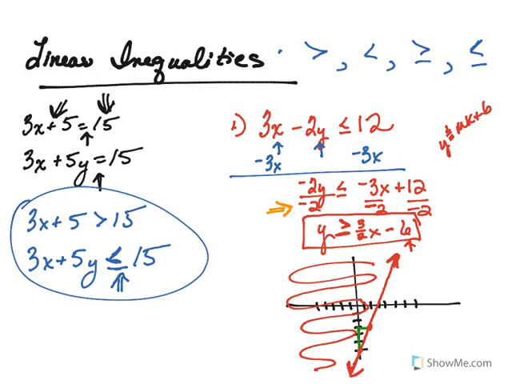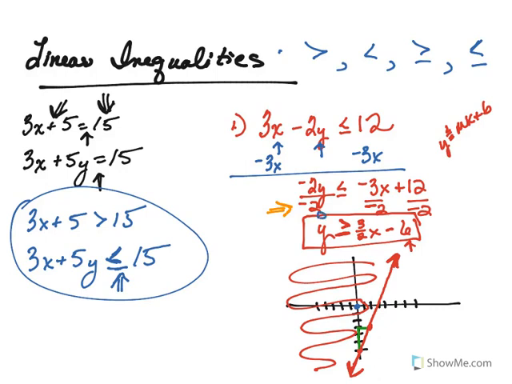To me, it looks a little bit obvious, but some people might think, that doesn't seem so obvious to me, to shade above or below. So I'm going to do a test point, and the best one is 0, 0. Unless my line is going through 0, 0, it's the best to plug in. So it should work. 0, 0 is in the shaded region, so it should give me a true inequality, because remember that the shaded region are all the points that would work.